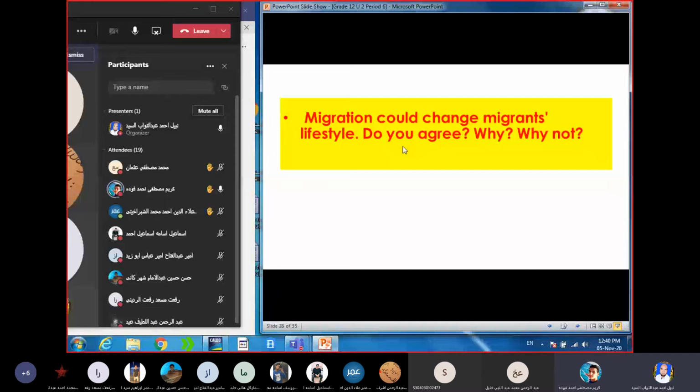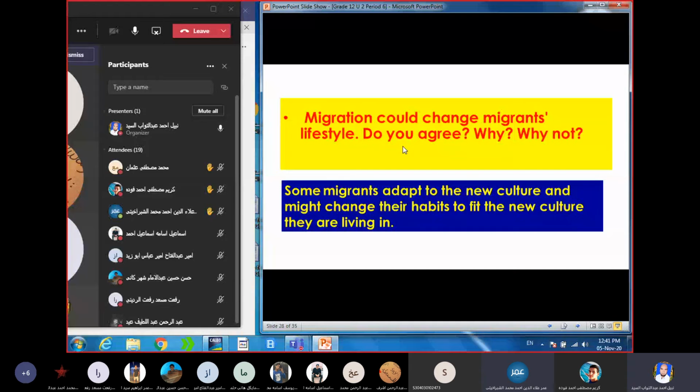I agree with this sentence because the migrants, when they go to a different country, which has more space and isn't crowded, they will have enough time to sleep, and they will work later than they were waking up in their first country. So they have to change their lifestyle. Thank you. Shabrakhiti. I agree because people who migrate enjoy better life conditions.